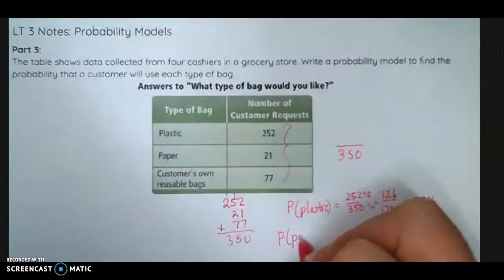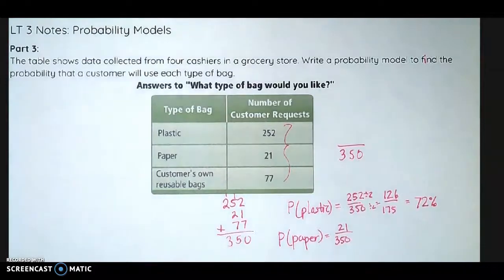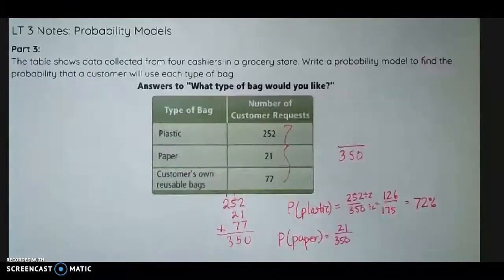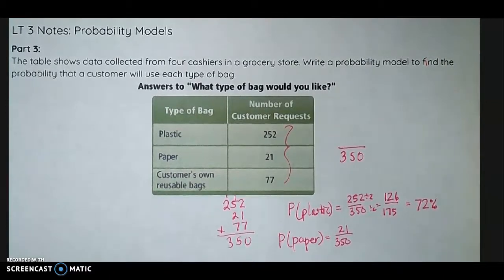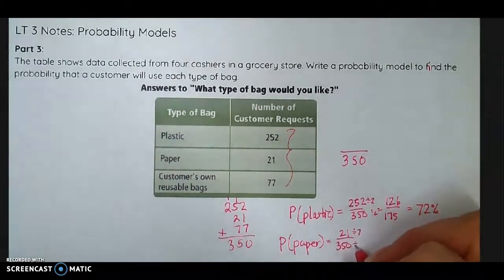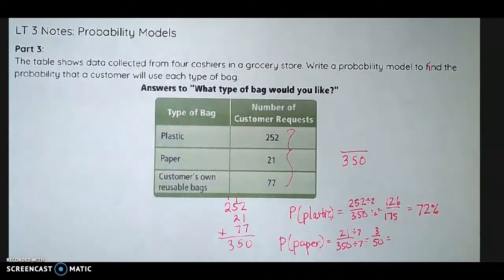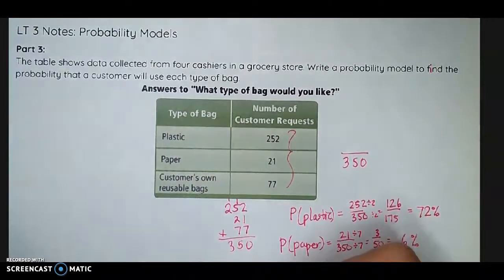Now the probability of paper bags, which sound better, but environmentally tend to actually be just as bad for the environment. I'm unable to reduce this fraction by 3, but I can reduce it by 7. So I can get 3 over 50. Now I can also write this as the percentage, and this would be 6% of the people chose paper bags.